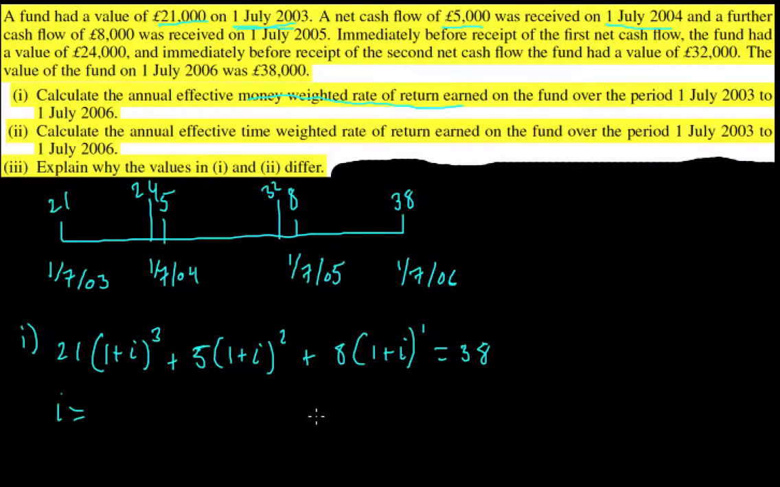All right, so let's note that down. That i is equal to 0.0475 or 4.75%, and that's per annum. And there we go, that's the effective money weighted rate of return.